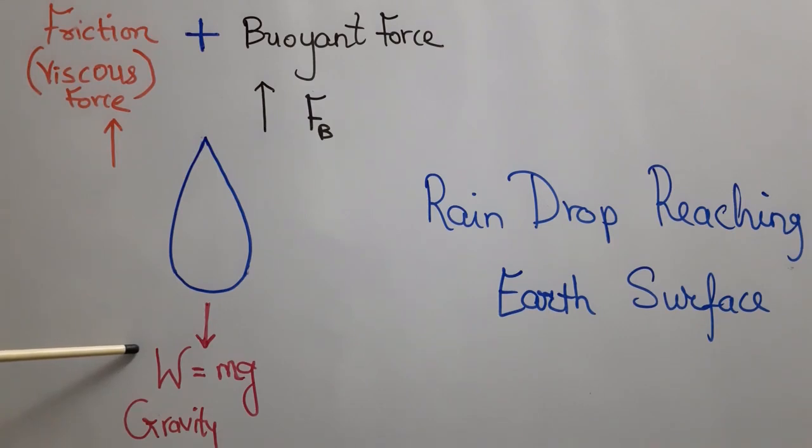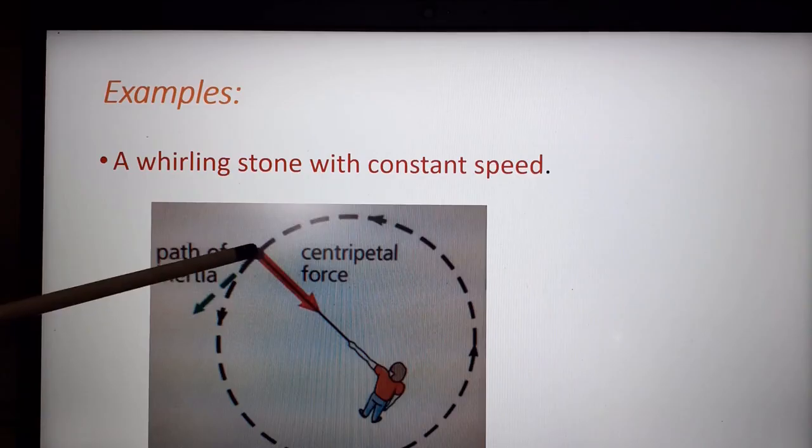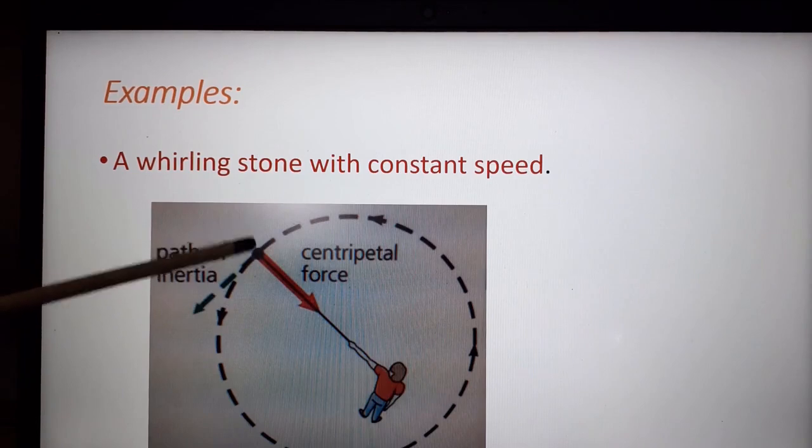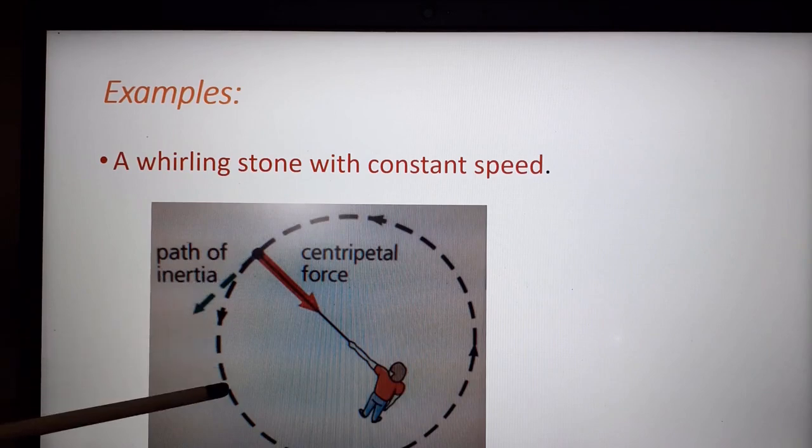This is true only due to the shape and size of this raindrop. So in short, upward forces cancel the downward force. So raindrop keeps falling with constant velocity and it is said to be in dynamic equilibrium. If we are whirling this stone with constant speed, then in spite of forces acting on it, it continues its motion with constant speed and in particular direction, right?